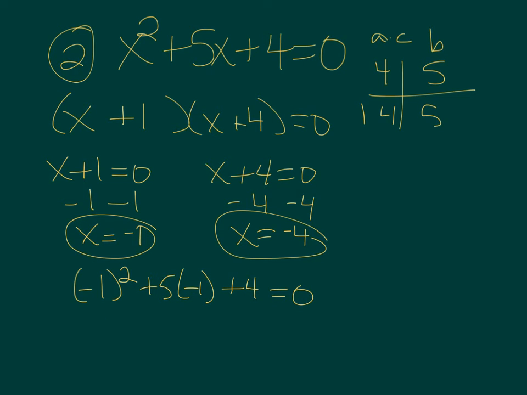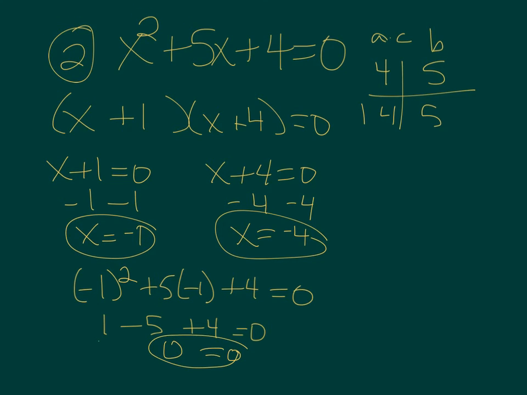So negative 1 squared is 1. 5 times negative 1 is negative 5. And then I'm going to bring down my plus 4. All right, and then 1 minus 5 is negative 4, plus 4 is 0. So I have 0 equals 0, and that's a true statement.